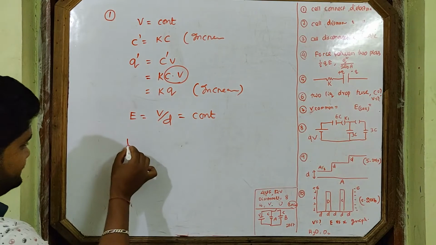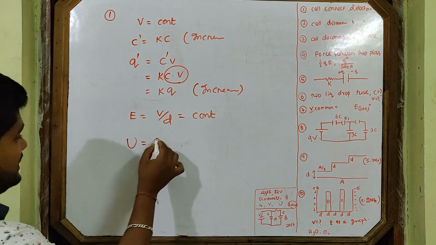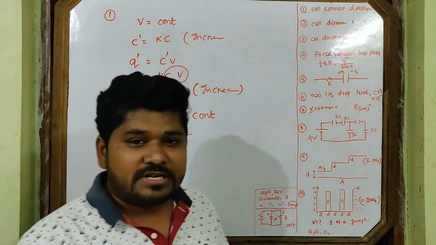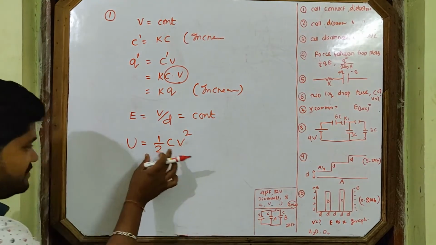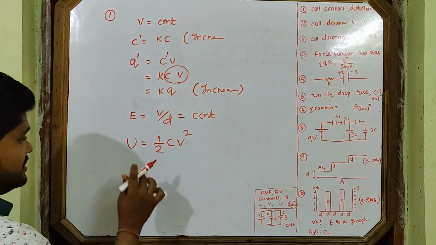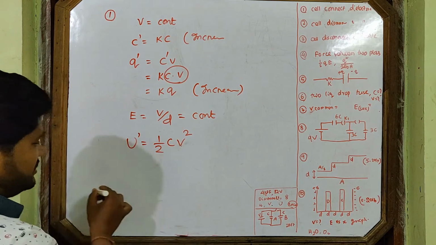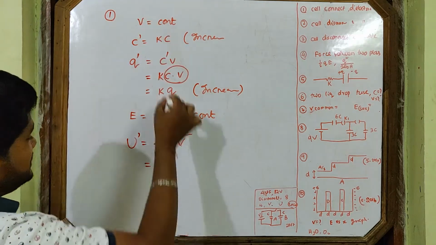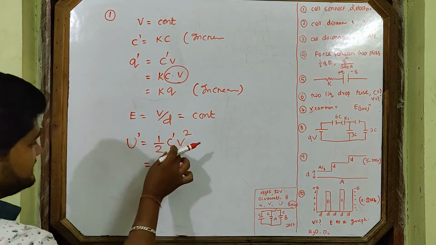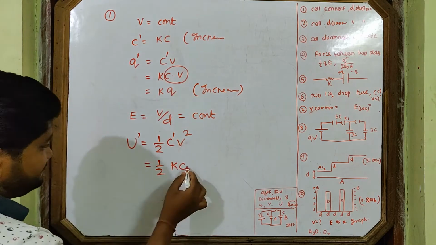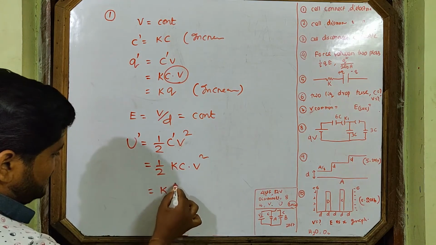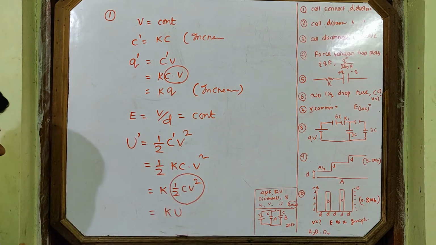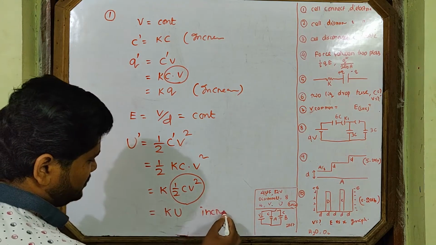What about the energy stored? U is half. Now which quantity is constant? V is constant. So you do half CV square, because V is constant here. Now for this energy stored, what change happens? C changes to C dash, V remains constant. So C dash is K into C, into V square. So K times half CV square. This is the initial energy. It becomes K times U, which means it also increases.